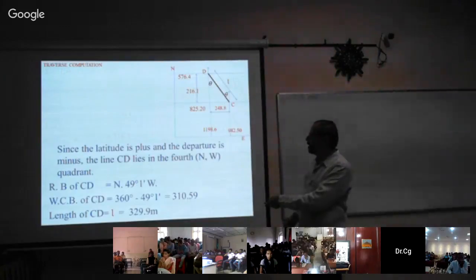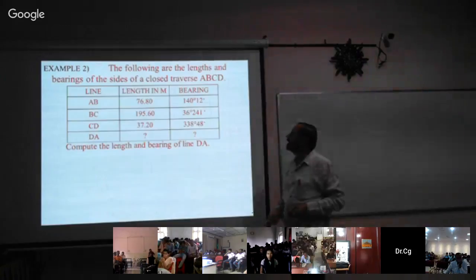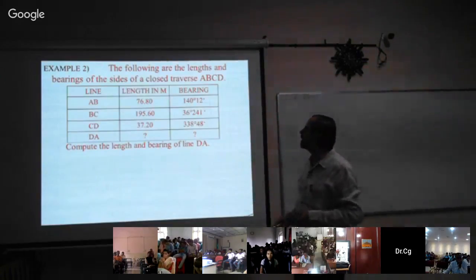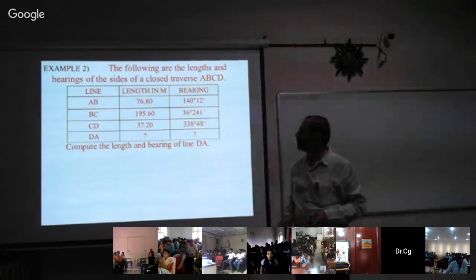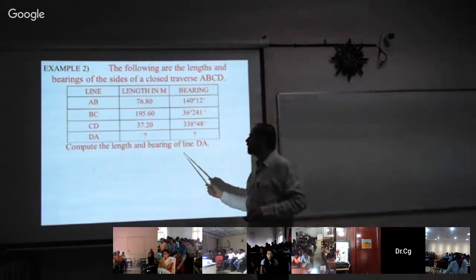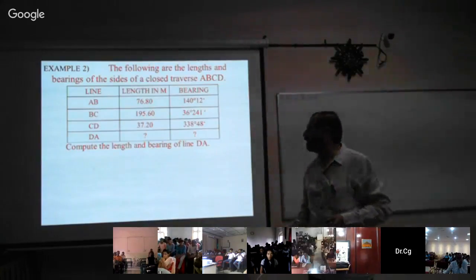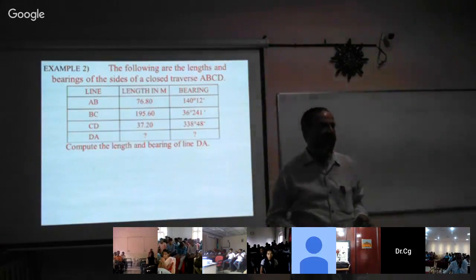The same problem, calculations. Now the following are the lengths and bearings of the sides of a closed traverse ABCD. Compute the length and bearing of the line DA.